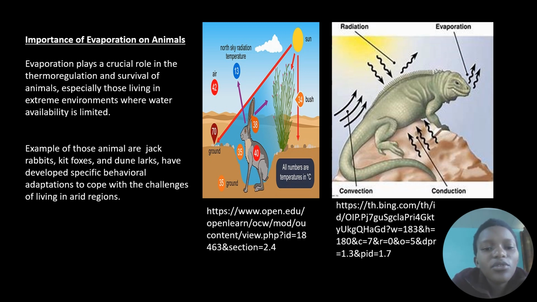Other examples of such animals are the jackrabbit, kit fox, and dune rat, which have developed specific behavioral adaptations to cope with the challenge of living in arid regions.